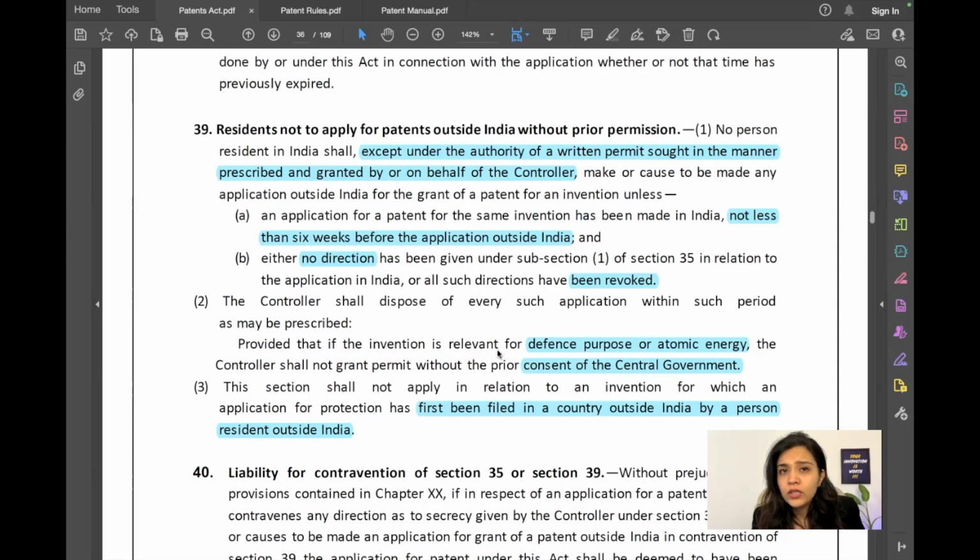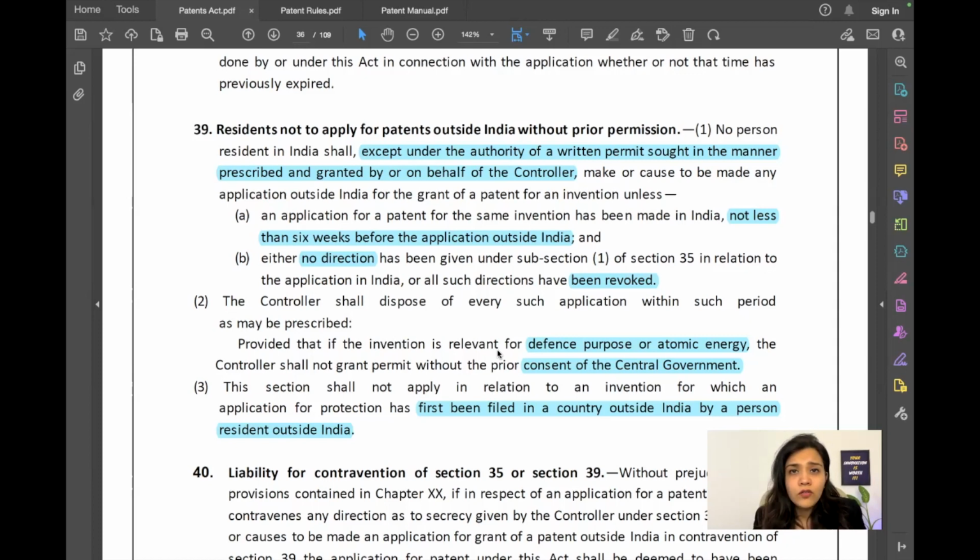If I'm not doing this because I don't want to commercialize my invention in India, and at the same time I don't want to bear the cost of patent filing in India, India is not my market, and I want to file directly outside India, in such a case, what can I do?